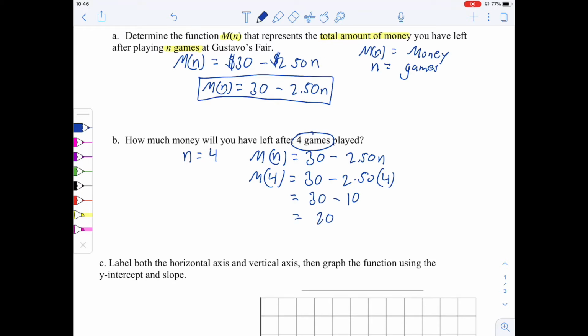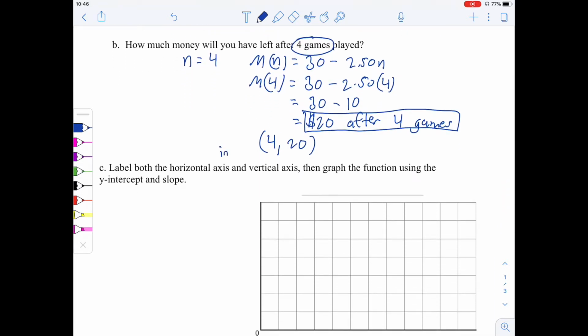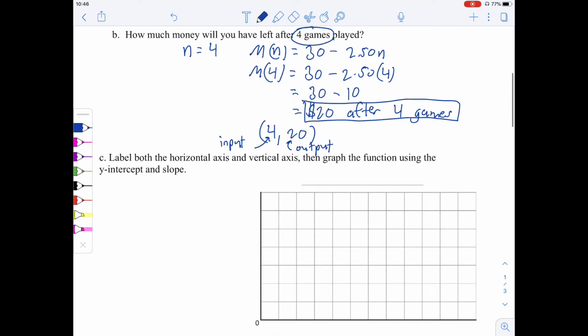So how much money do you have left after 4 games? $20 after 4 games. Make sure you have your units, answer the word problem. As an ordered pair, our input was 4, and we got an answer of 20. So our ordered pair will be (4, 20). Input 4, output 20. All right, so we got one point.